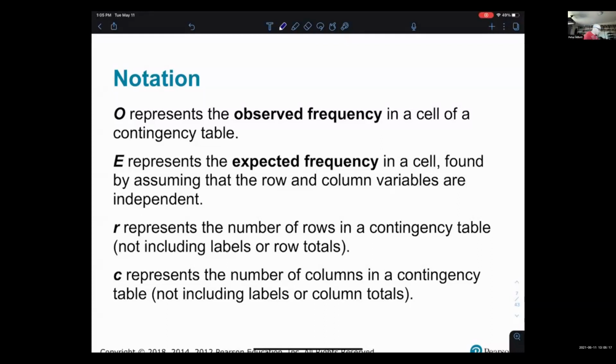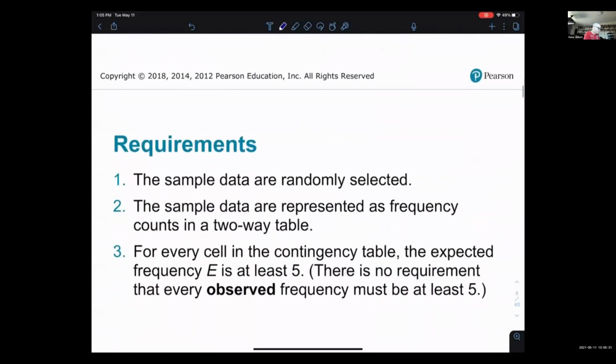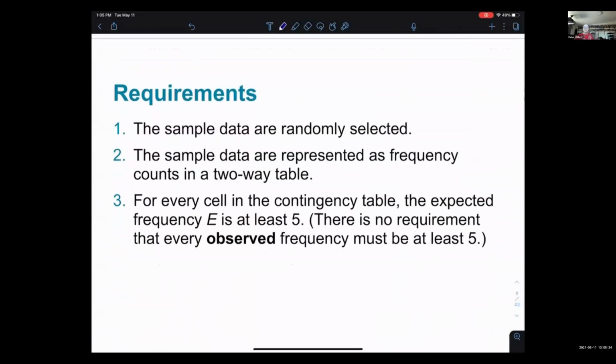Now we have an R for the number of rows and C for the number of columns. In a 2x2 table, those are both 2, but you might have bigger examples that we're working with where R or C might get larger. So as usual, to use these numerical methods for these distributions, we need to have some requirements fulfilled for the math to make sense and be valid. As always, the sample data need to be randomly selected because biased data leads to biased results. The sample data are represented as frequency counts in a two-way table with the two different variables being displayed in the counts, because that's the kind of analysis we're doing.